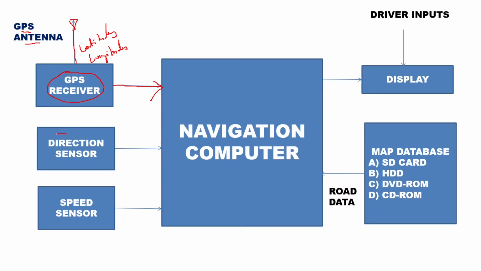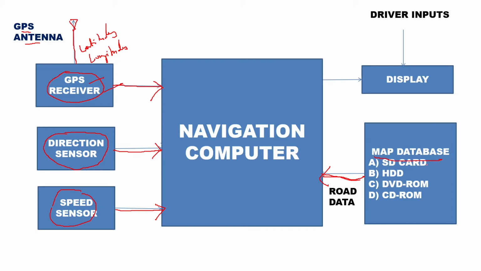Similarly, there is a direction sensor which gives the direction of the vehicle to the navigation computer. In the same way, there is one more sensor which determines the speed of the vehicle, and that information is also given to the navigation computer. Based on this information, most importantly the GPS receiver information, the navigation computer compares that data with the data coming from the storage memory. This can be a map database.